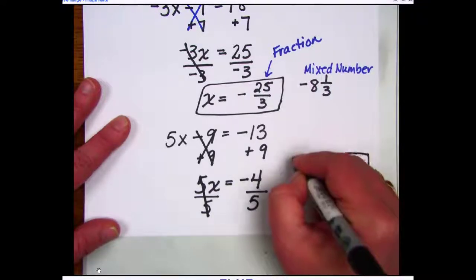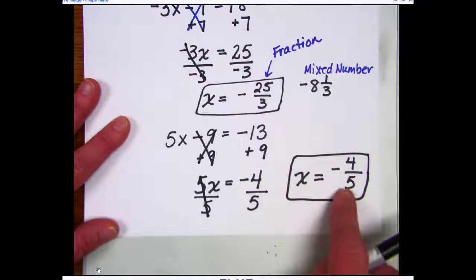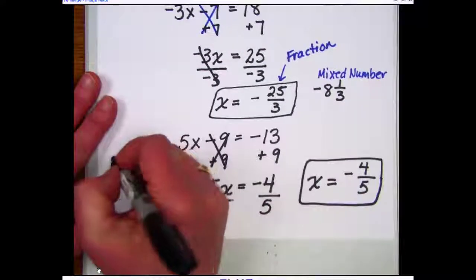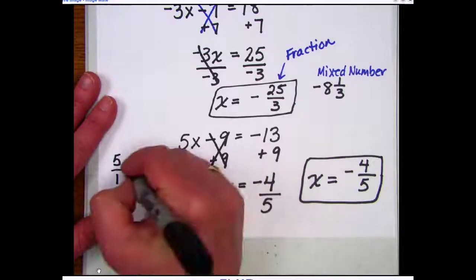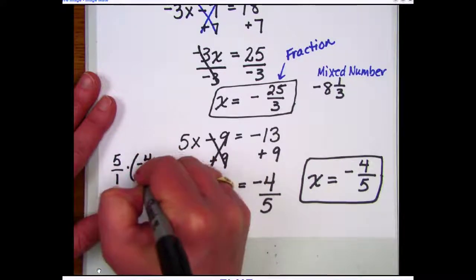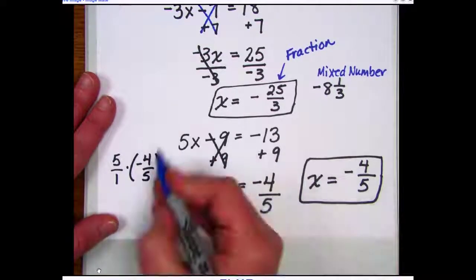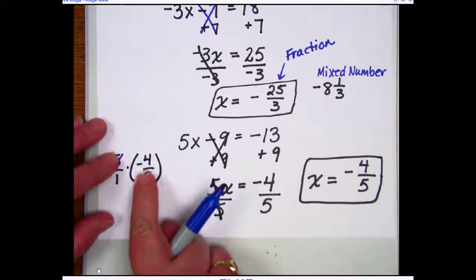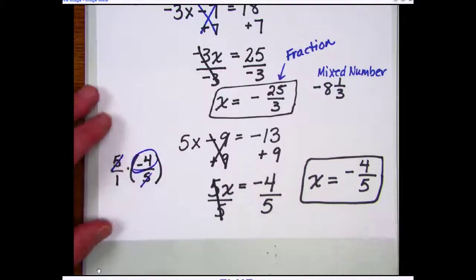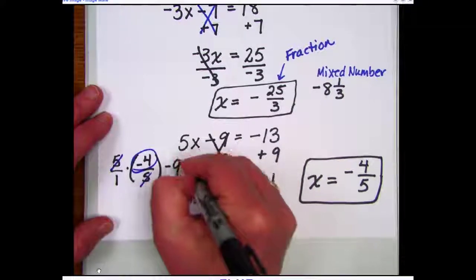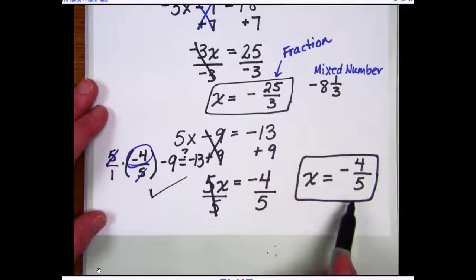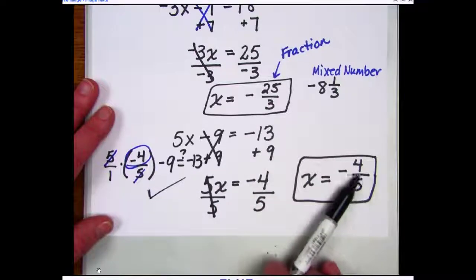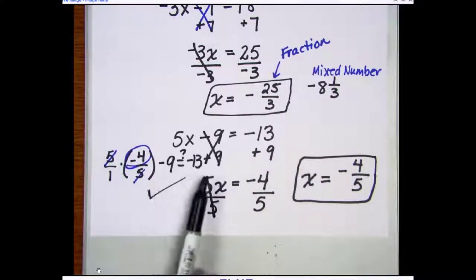Okay. So again, these answers make it a little more difficult to check, but we sure could. Notice that the 5 is like a 5 over 1. If I multiply it by that fraction, notice what happens. These would cancel, and I'd just be left with a -4. -4 minus 9, does that equal -13? Yes. So it is correct. So notice that you can get fractions as your answers. They are a little bit more difficult to check, but it still can be done.